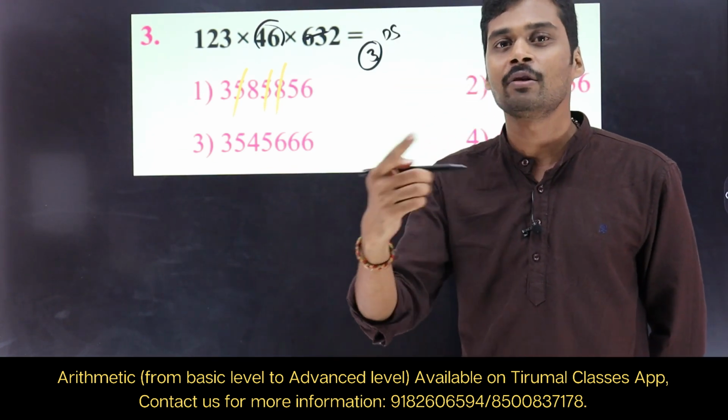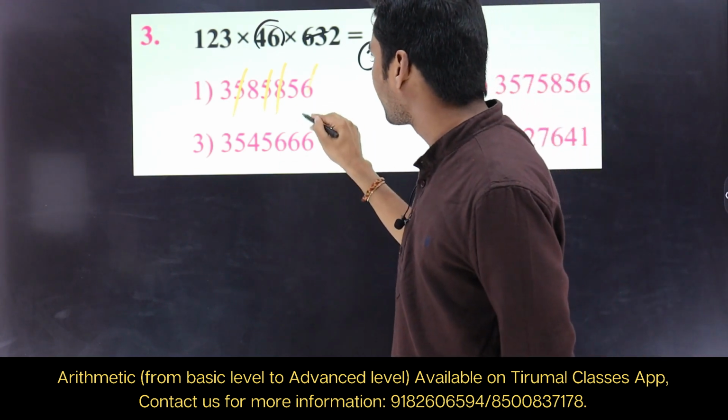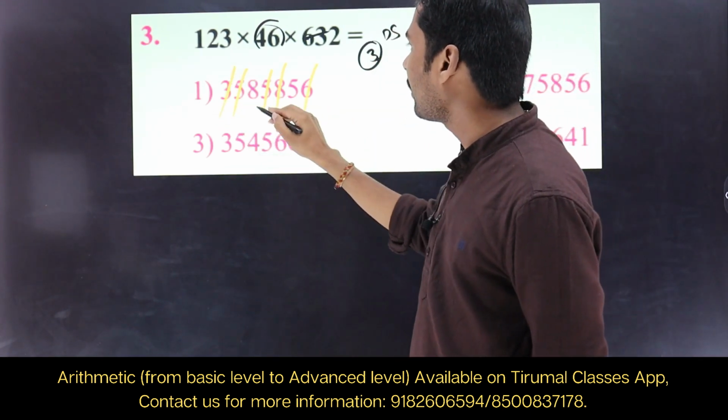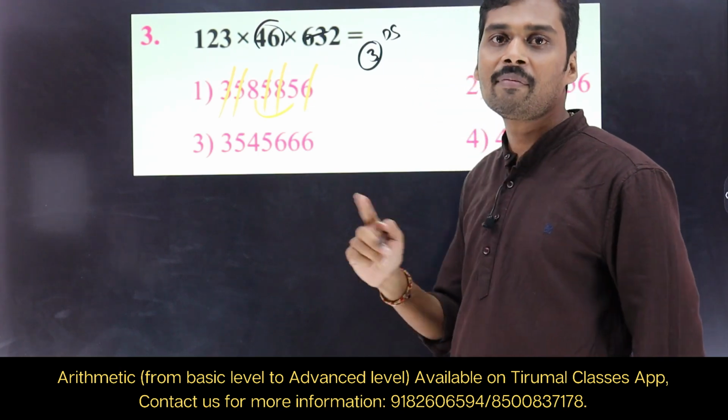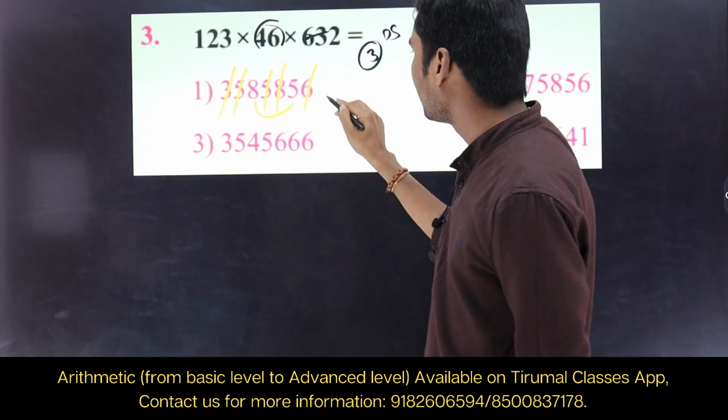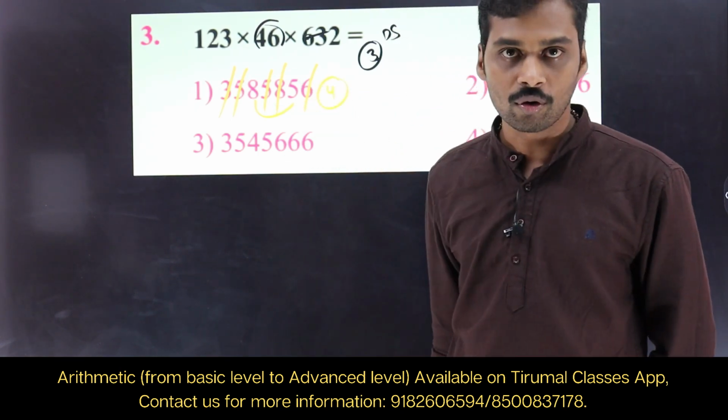18 means that 9 2s are 18. And then 6 plus 3 is 9. So what are the remaining numbers? 8 and 5. 8 and 5 means that what? 13. So 13 means that what is the DS value? The DS value is 4.